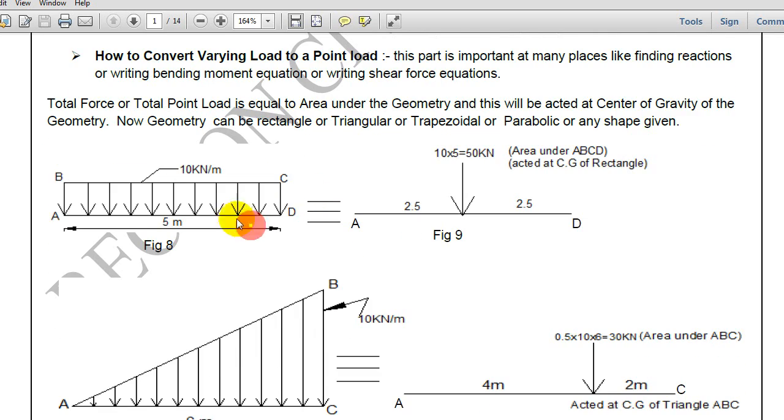So first take a UDL of 10 kilonewton per meter, which is 5 meter in length. So what will be its equivalent point load? It will be the area under the loading, which will be 10 into 5, which is 50. It will act at the center of gravity, so 2.5 here and 2.5 here.